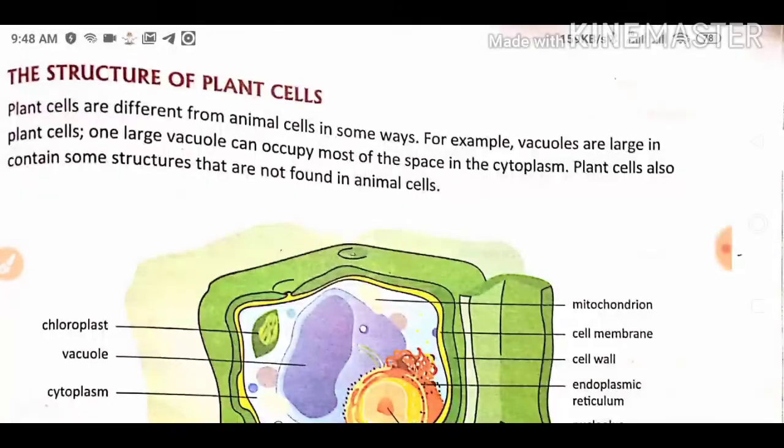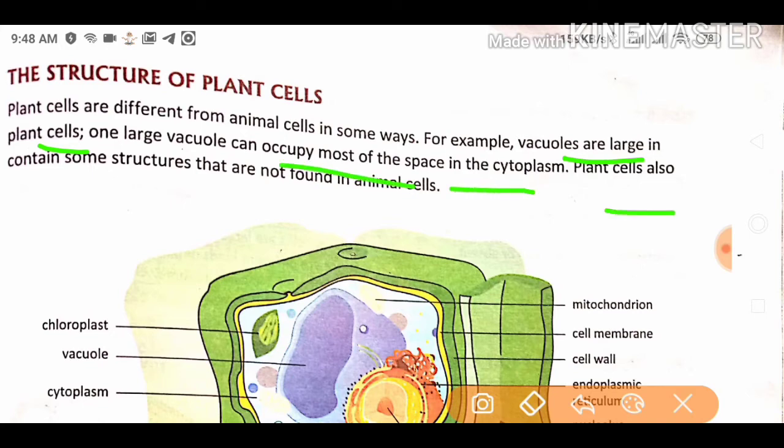Now we move to the structure of the plant cell. Plant cells are different from animal cells in some ways. For example, vacuoles are large in plant cells. One large vacuole can occupy most of the space in the cytoplasm. Plant cells also contain some structures that are not found in animal cells.